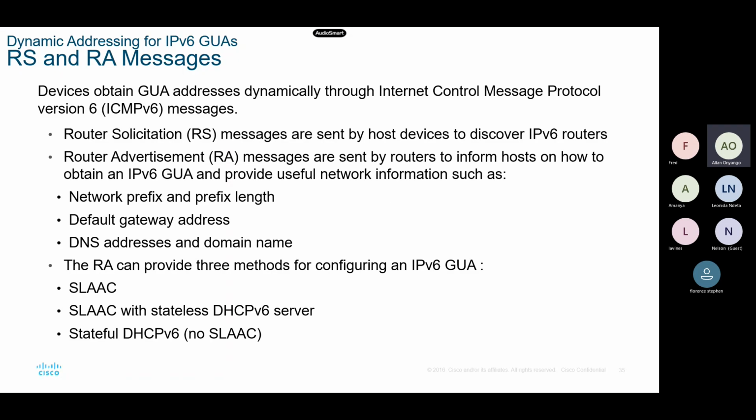So IP version 6 can also obtain an address dynamically through what is called ICMP version 6, Internet Control Message Protocol. All right. So IP version 6 can also acquire a public IP using ICMPv6. Now, ICMP uses two messages. The first message is called RS message.